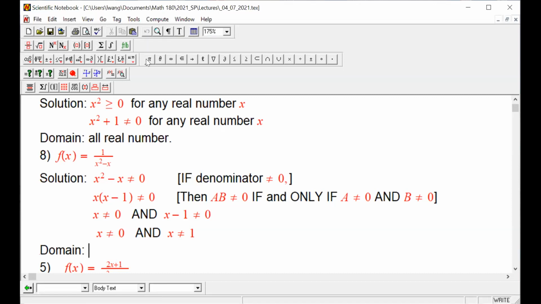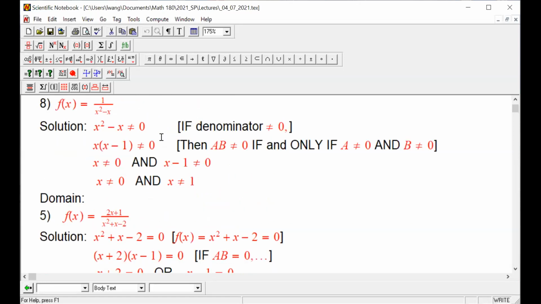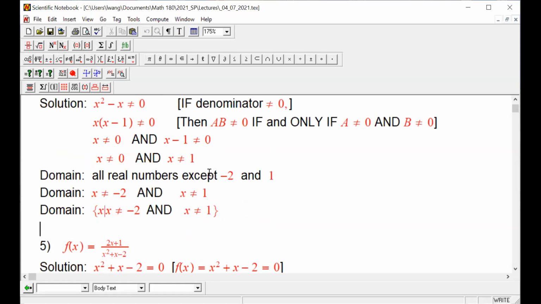There are 3 ways of saying it. All real numbers but x is not equal to 0, or all real numbers. I'm going to copy and paste those narratives so you can see the consistency. All real numbers except 0 and 1. Not equal to 0, not equal to 1. Do you see that consistency, that narrative? It should be very clear in your work as it's clear in your thought.